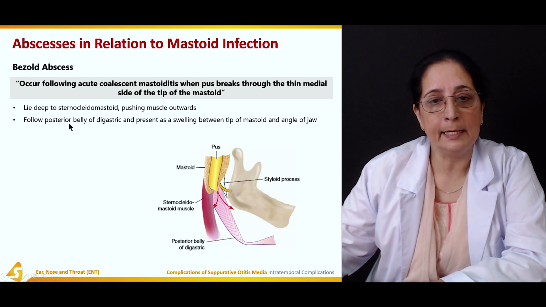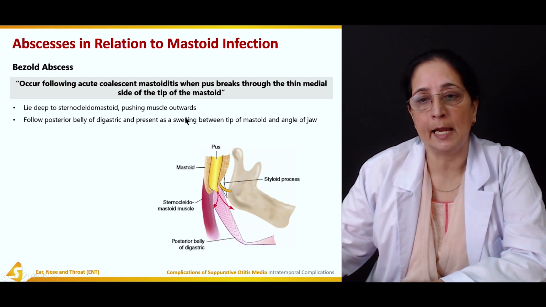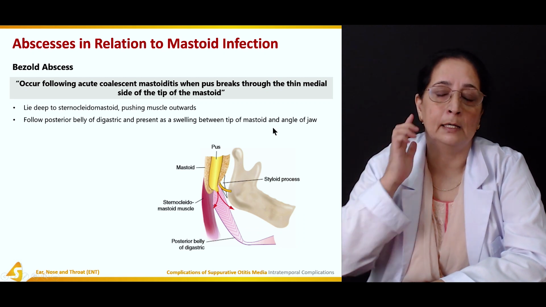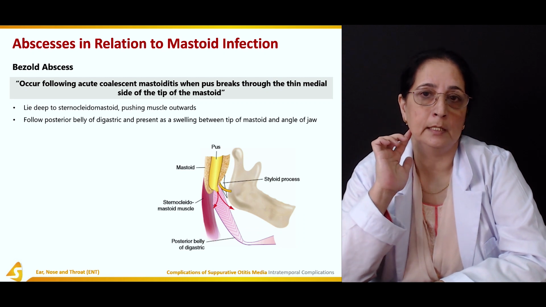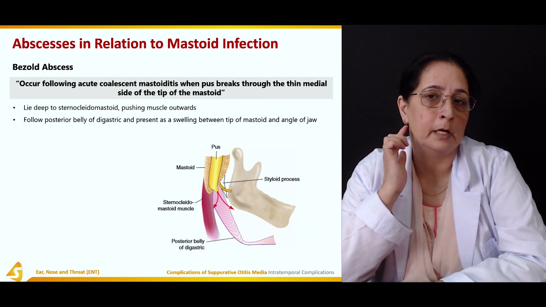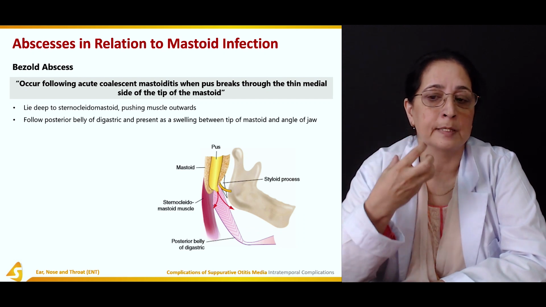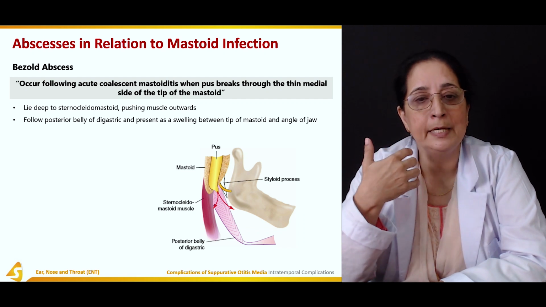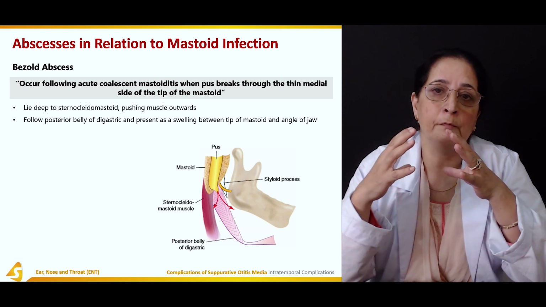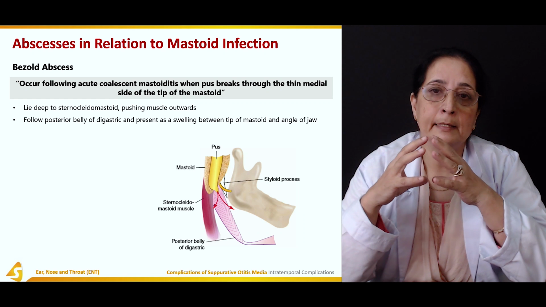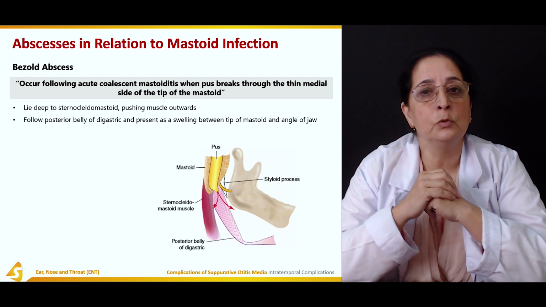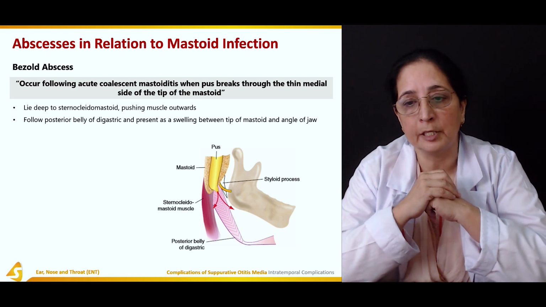It follows the posterior belly of the digastric and presents as a swelling between the tip of the mastoid and the angle of the jaw. So this is the area, basically the angle of the jaw and the mastoid, and it forms the swelling or abscess. This is the Bezold abscess. So these are all the surrounding areas of the mastoid. When pus is formed there and it drains out and affects the different parts, it can lead to abscess formation in different regions.